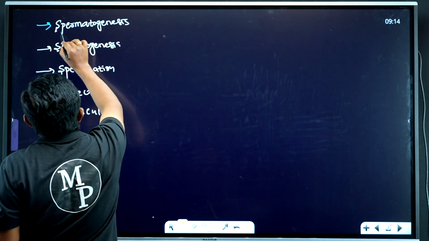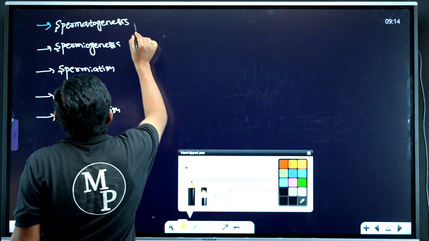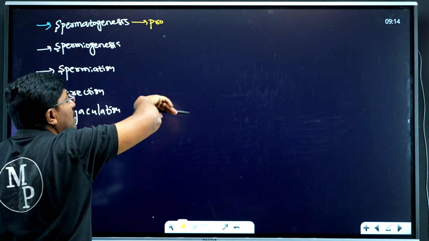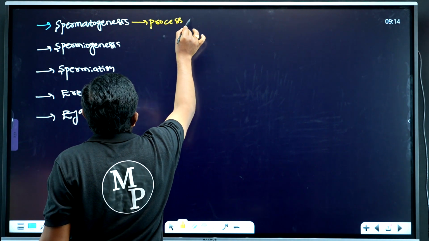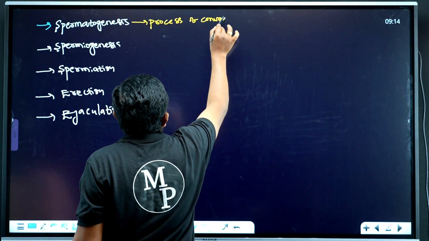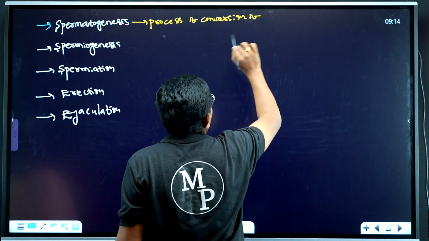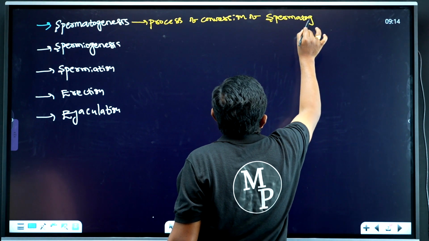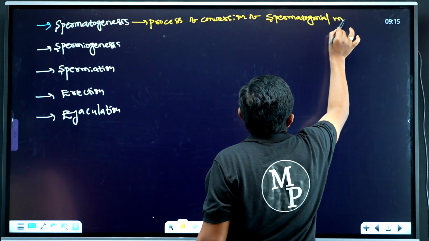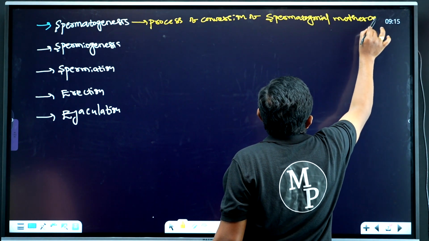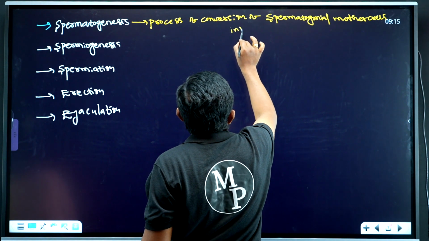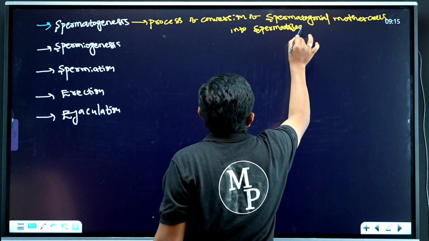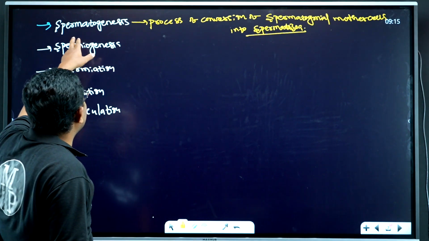See, what is the meaning of spermatogenesis? Spermatogenesis means the entire process of sperm production: the process of conversion of spermatogonial mother cells into spermatozoa. The entire process is spermatogenesis.